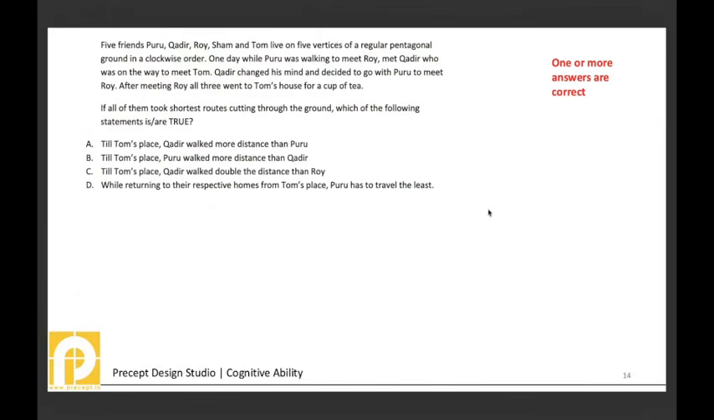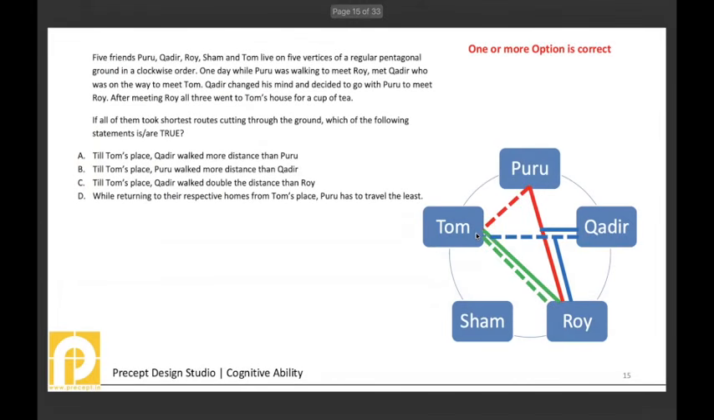If all of them took the shortest route, cutting through the ground, which of the following statements is or are true? One or more options is correct here. All right, let's first draw the diagram. We drew it in order along the pentagonal ground: Puru, Kadir, Roy, Sham, and Tom. That's the order which is given to us.